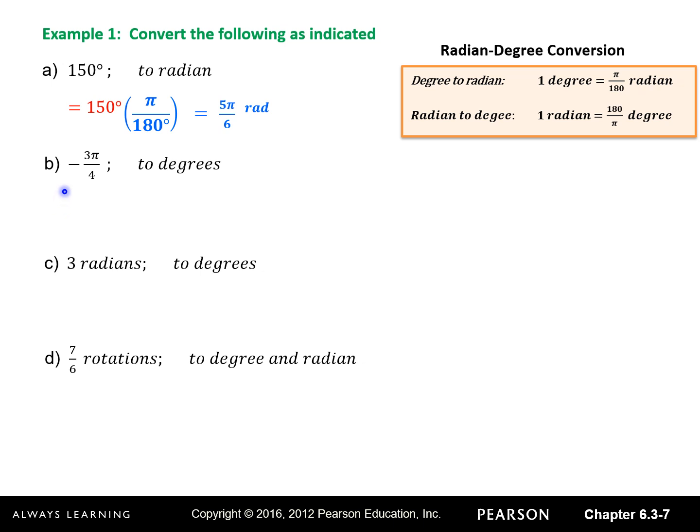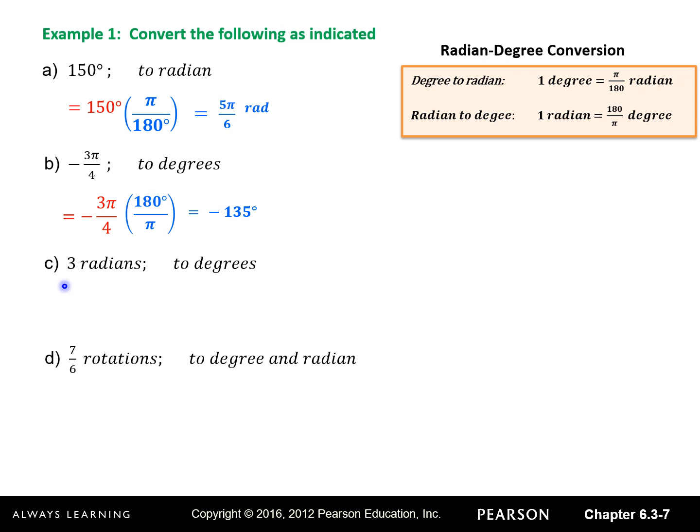For letter B, the given is a negative angle, which is negative 3 pi over 4, and this is in pi radian, and you want to convert this to degrees. So to do that, with this 3 pi over 4, since we want to cancel this pi, your multiplier would be pi in the denominator and the numerator is in degrees. So meaning you will multiply this by 180 degrees over pi. Then you can cancel the pi and multiply 180 degrees by negative 3 over 4 to get negative 135 degrees.